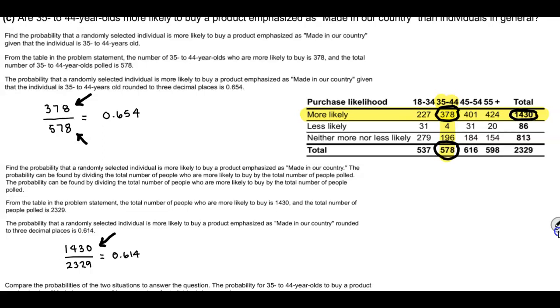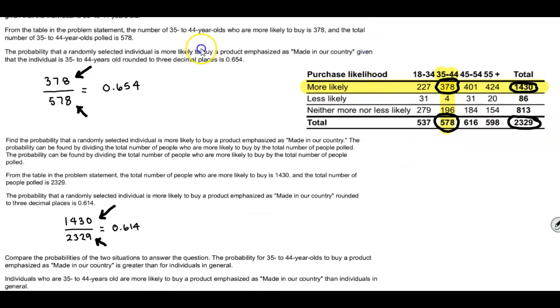We're going to divide it by the total amount that's actually been surveyed. The total amount that's been surveyed is at the bottom of that column, which is 2,329, and therefore that's what's in the denominator. When we divide those two numbers, we get approximately 0.614. So the probability that a randomly selected individual is more likely to buy a product emphasized as made in our country in general, to 3 decimal places, is 0.614.